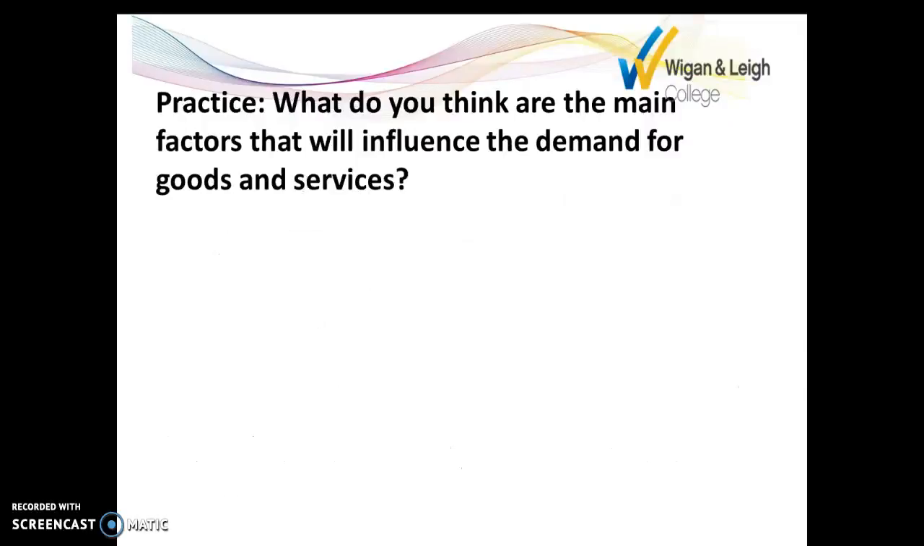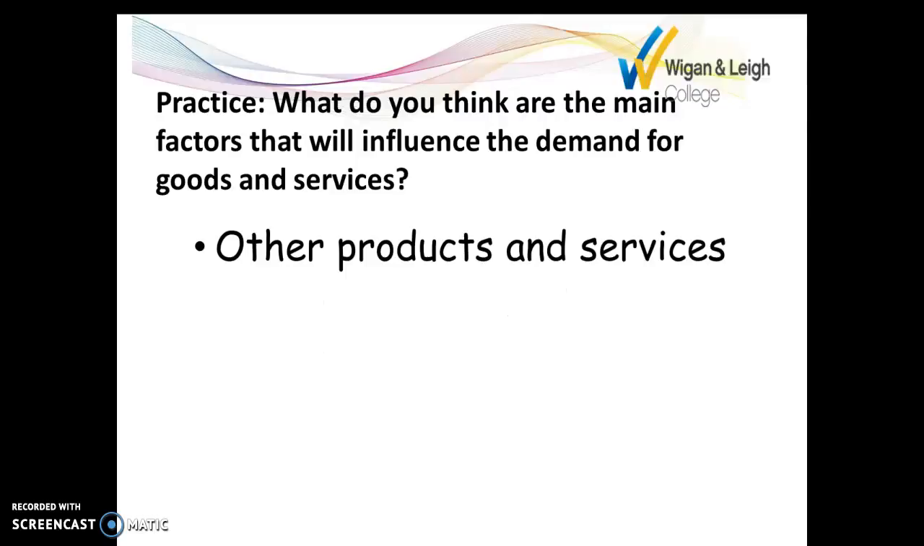Now, the main factors which influence demand for goods and services are here. So other products and services: how much are they being charged for these products, what's available, do they conflict with what you've got, do they improve what you've got, are they better than your product, are they worse than your products? All those kinds of influences that other competitive products and services will actually have.